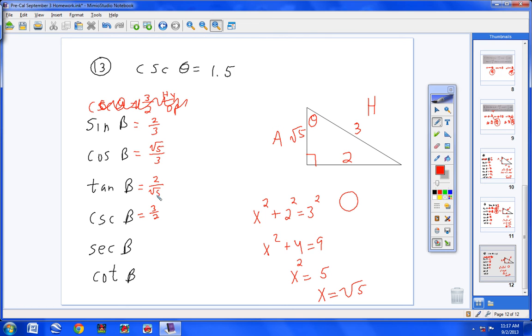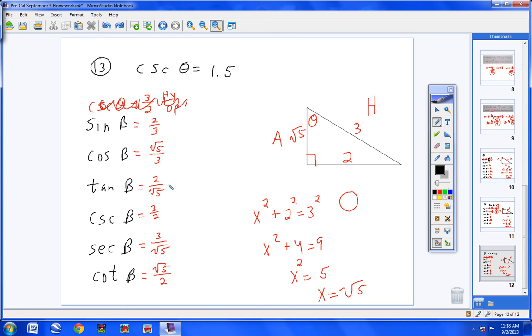Now, we're going to have to change that later. We already know what cosecant is. Secant is the inverse of cosine, so 3 over square root of 5. We'll have to change that later. And then cotangent is the inverse of tangent, so square root of 5 over 2. Now, let's circle the ones we need to change. We've got to change this one because there's a radical in the denominator, and we have to change this one. So 2 over square root of 5.